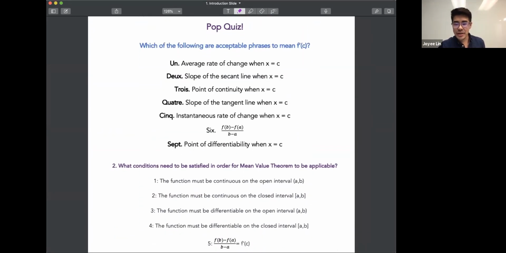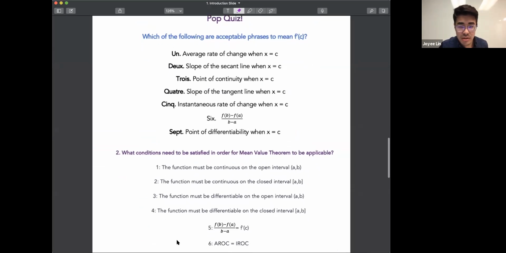First off, we have a pop quiz, stuff that we went over last time. Let me set up the poll. Which of the following are acceptable phrases to mean f prime of c? We have 7 different options. Some of them are true, some of them are false. And then we also have what conditions need to be satisfied in order for the mean value theorem to apply. There's one more down there. Hopefully you can see all of them. Then I'll give you a second to choose which ones you think are true.